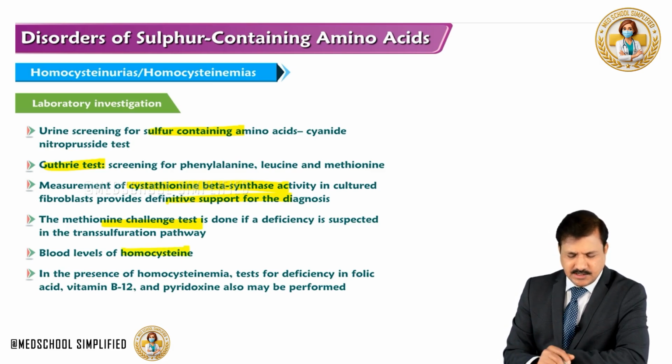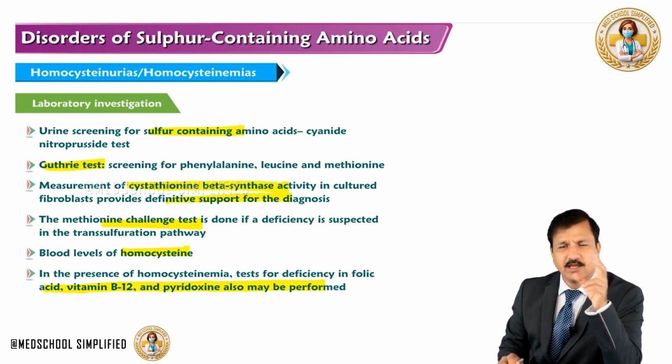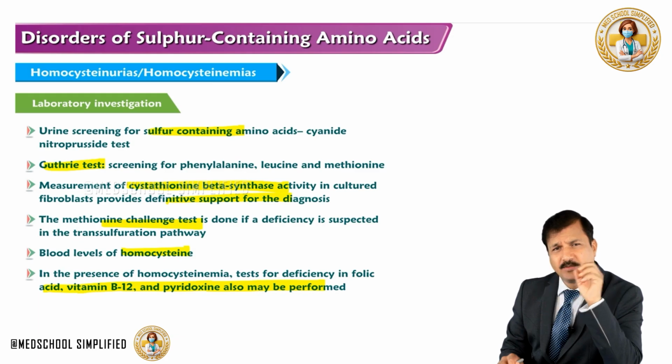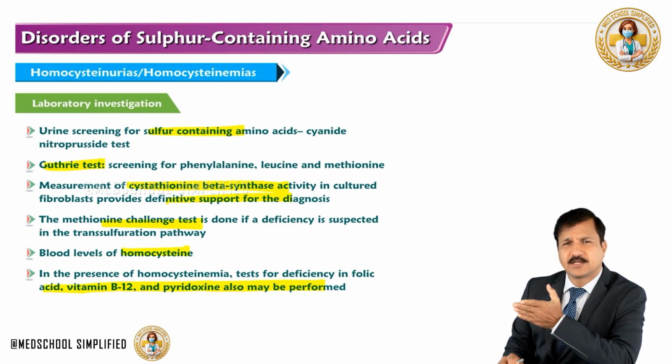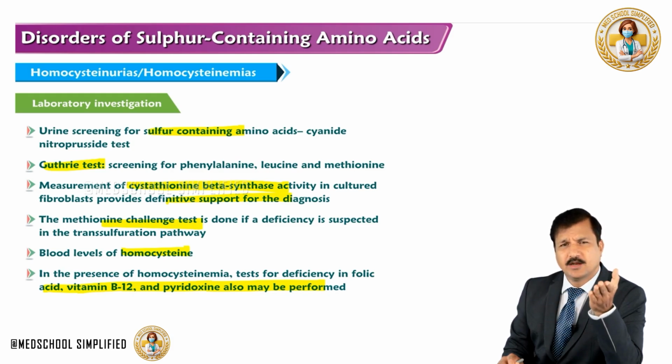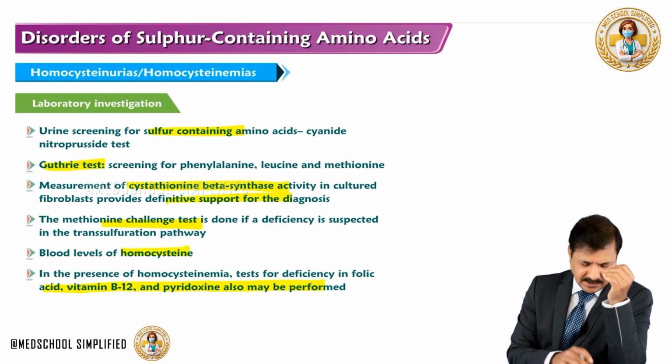Blood levels of homocysteine are determined. In the presence of homocystinemia, tests for deficiency in folic acid, vitamin B12, and pyridoxine are also performed. Why? Because for the transsulfuration pathway, pyridoxine is needed. For the methylation pathway, folic acid and cobalamin are needed. So measurement of these vitamins helps in the diagnosis, because if there is a pyridoxine deficiency, it indicates the transsulfuration pathway is defective. If it is a cobalamin or folate deficiency, it is the methylation pathway that is decreased.